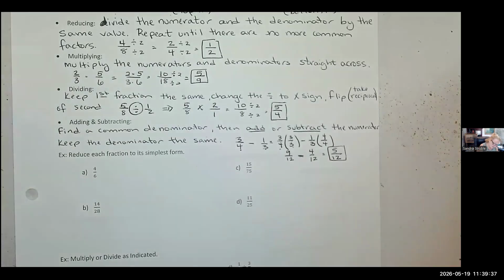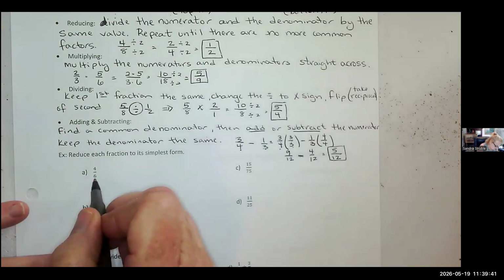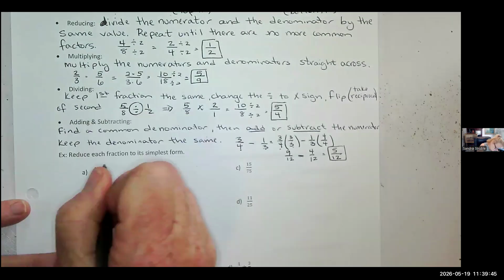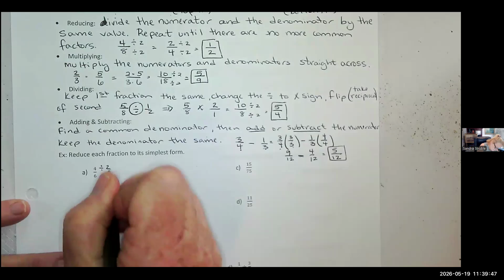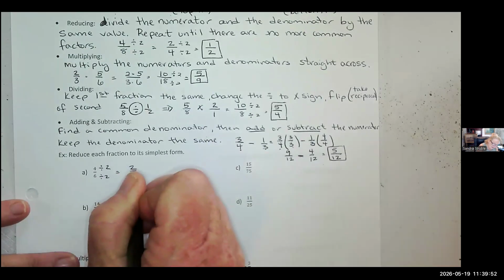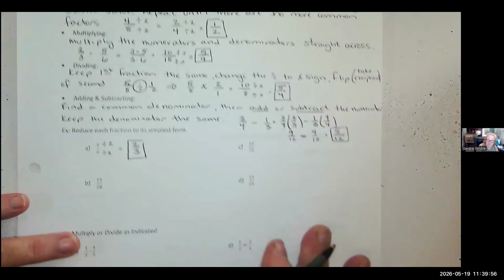So 4, 6 are both even, which means they're both divisible by 2. So I'm going to divide both by 2. 4 divided by 2 is 2. 6 divided by 2 is 3. That's as low as we can go. Pause the video, attempt the next one.